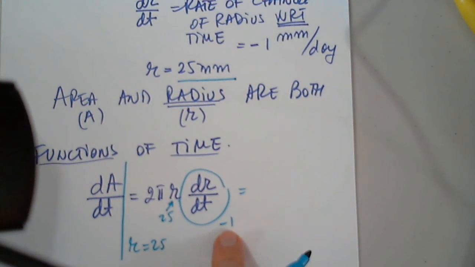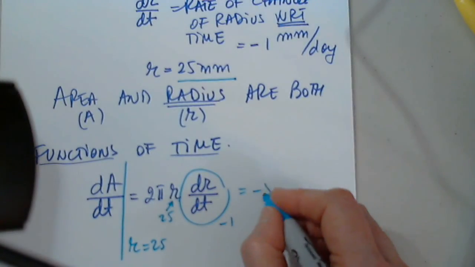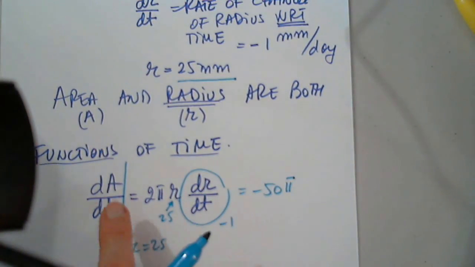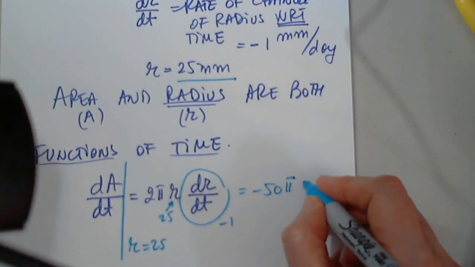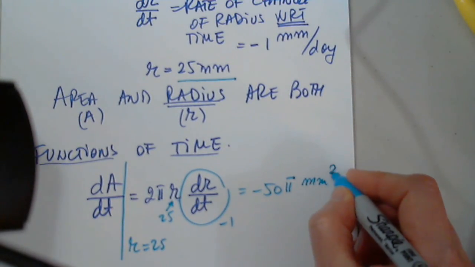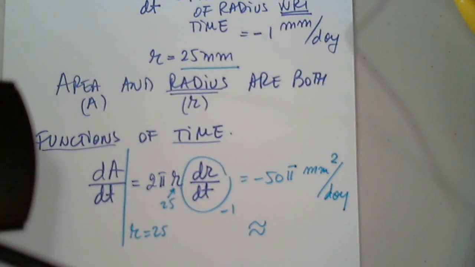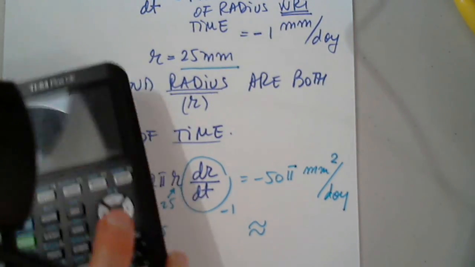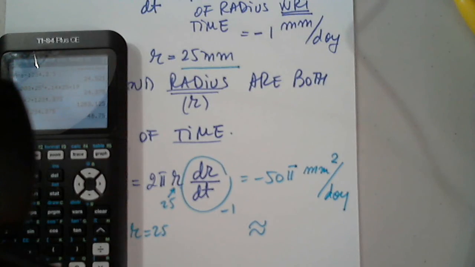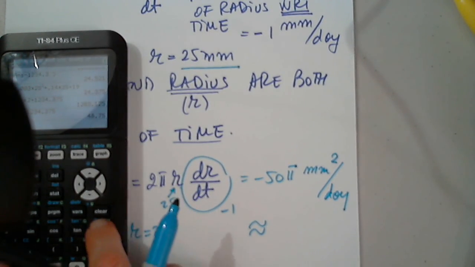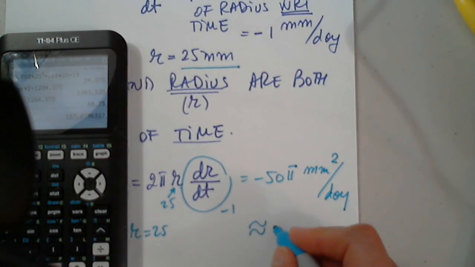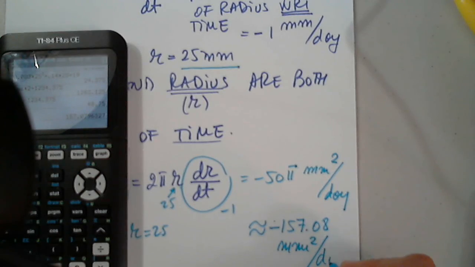So the answer is -1 times 2 times 25 times pi. So -50 pi. And since the area will be in millimeters squared per day, I will approximate it, and that's the rate of decrease. So 50 multiplied by pi, approximately -157.08 millimeters squared per day.